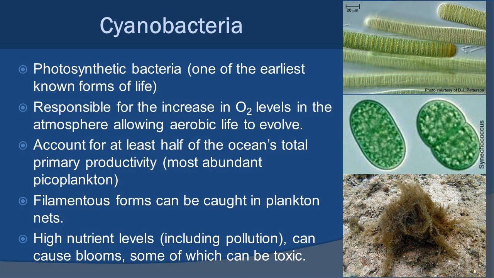Photosynthetic bacteria, also known as cyanobacteria, also play a big role in the ocean, providing a lot of oxygen. They were actually some of the earliest known forms of life and were responsible for the initial boost in O2 levels that allowed aerobic life to evolve on land. This cyanobacteria accounts for about half of the ocean's primary productivity, so it's the most abundant phytoplankton around. Now, there are filamentous forms that can be caught in plankton nets, and we also have some forms that grow on the bottom, like you see in the picture at the bottom.